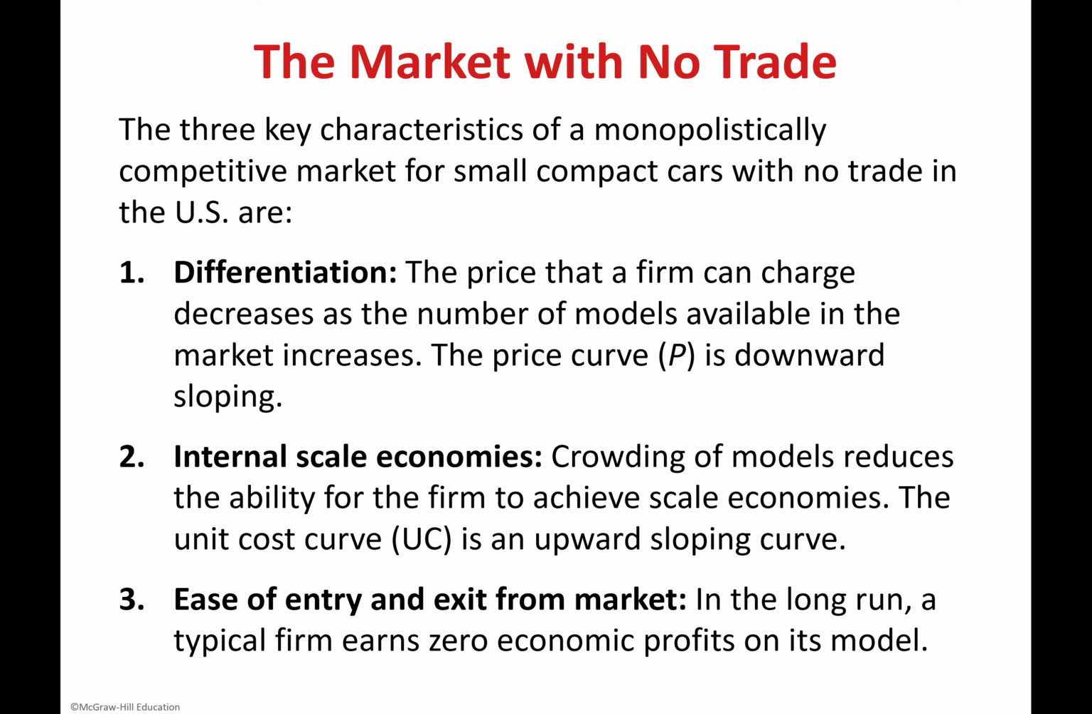Internal scale economies: crowding of models reduces the ability of a firm to achieve scale economies. So the unit cost curve is an upward sloping cost curve. In other words, the more firms you have, the more crowding of models, in other words, the more different types of models there are, but only with small production runs. And so the firm is going to be limited in its ability to achieve scale economies. Lastly, in the long run, with a monopolistically competitive market, firms can enter and leave as they please.